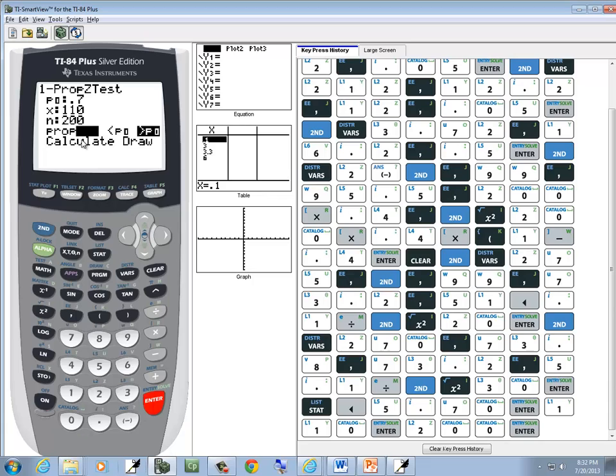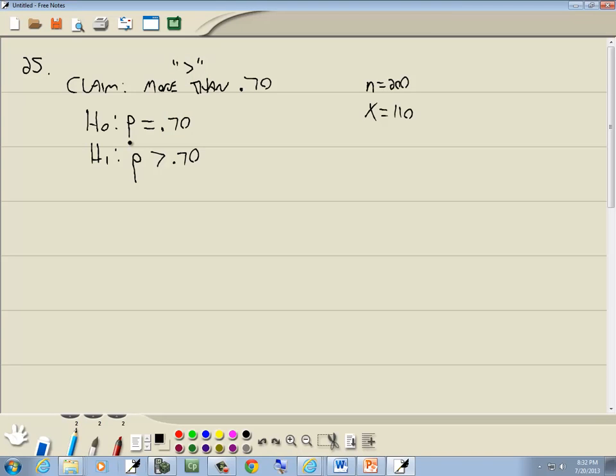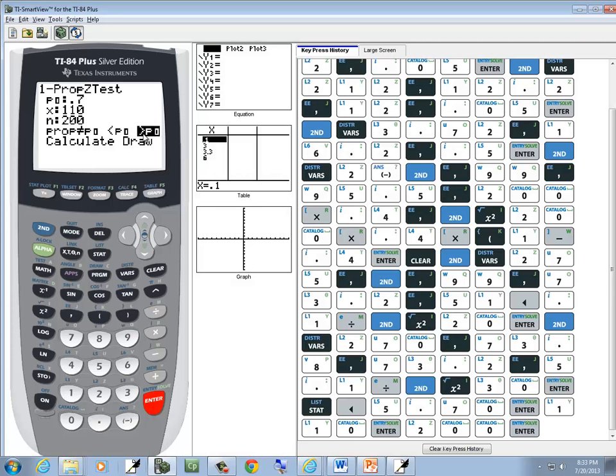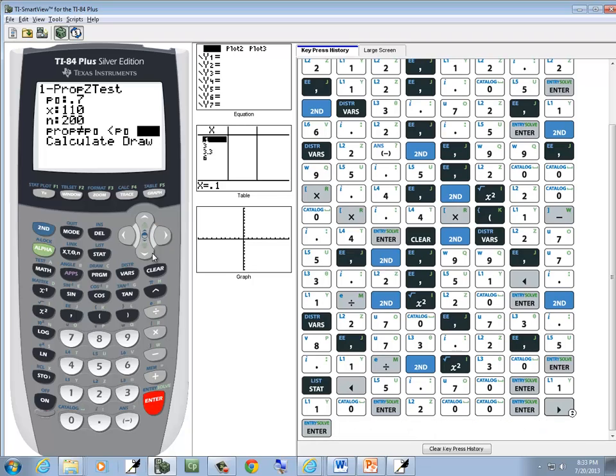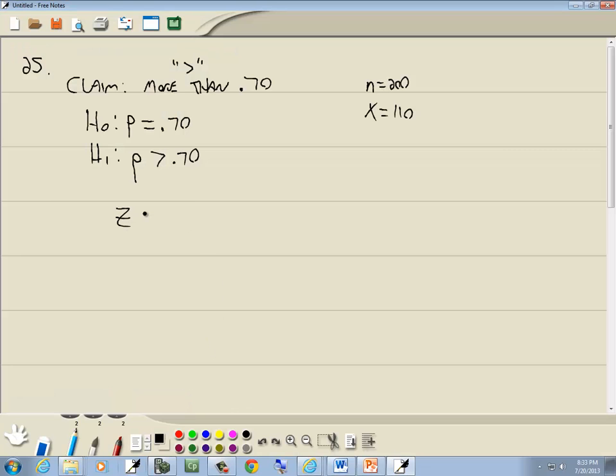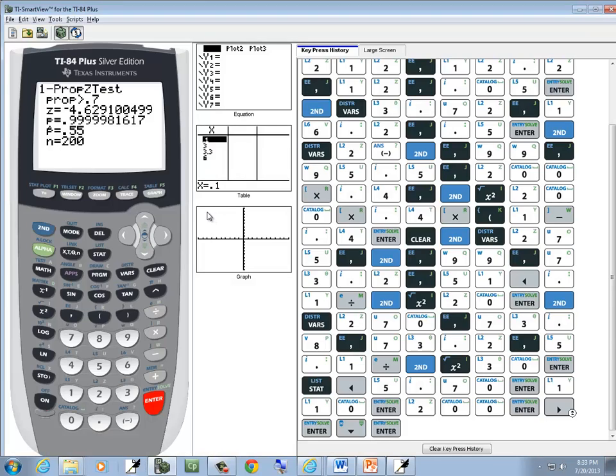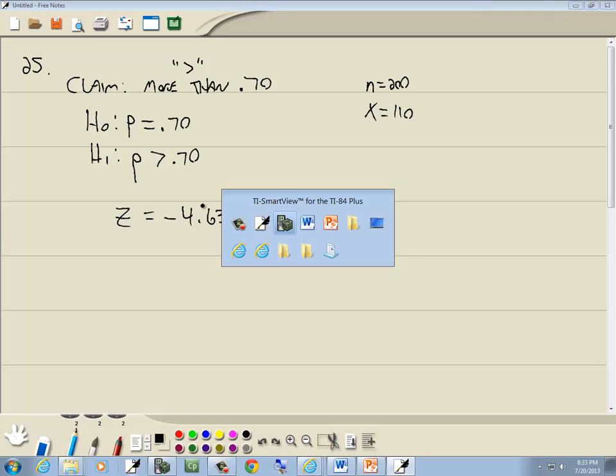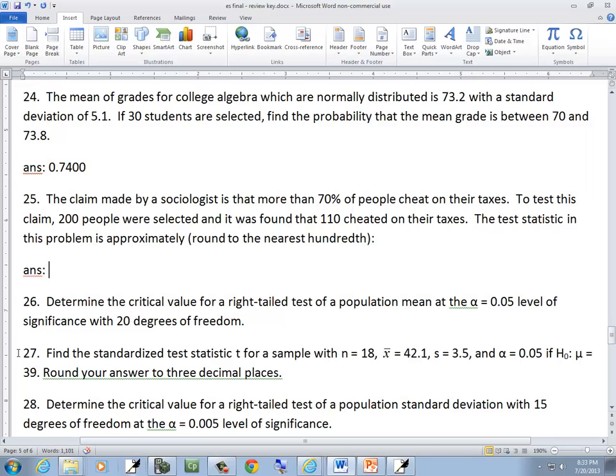Now this prop here, this is what's on our H1, our alternate hypothesis. We got p is greater than. So I want to choose the greater than, which if yours isn't already highlighted, you press your right arrow twice, put your flashing cursor on the greater than, and press enter one time. Down arrow to calculate, and press enter. Now the z equals is our test statistic. So our test statistic for this problem would be negative 4.63. I'll round it to 2 decimal places. So negative 4.63.